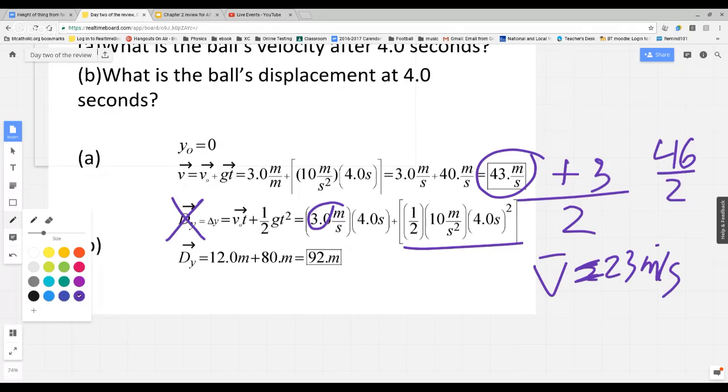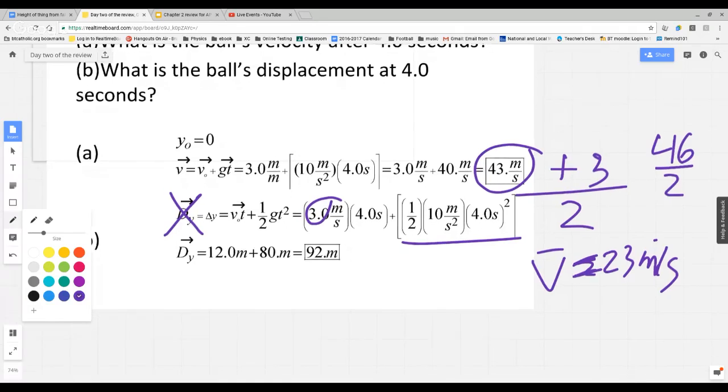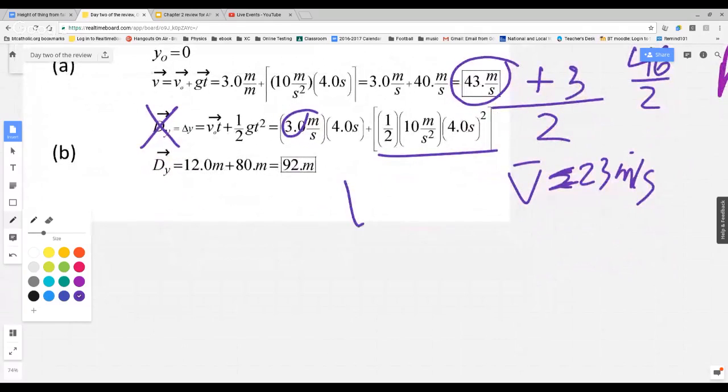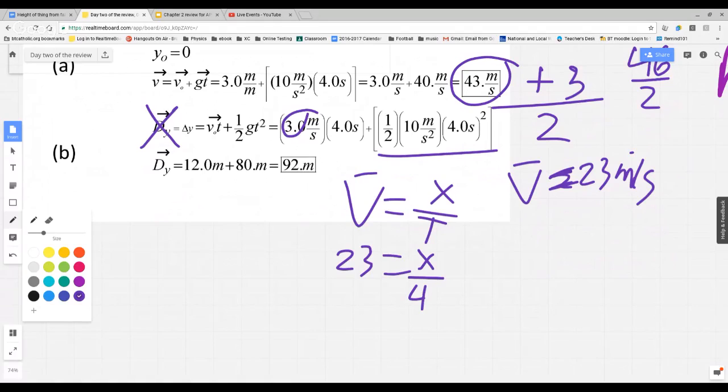That's a really long question, so that way is easier. This is just me redoing this in an easier-seeming way, because the final equation that we can use instead of all the other stuff is V average equals X over T. The time is 4 seconds, velocity is 23, X we don't know, and the time is 4. How is it 23? The average should be 4.